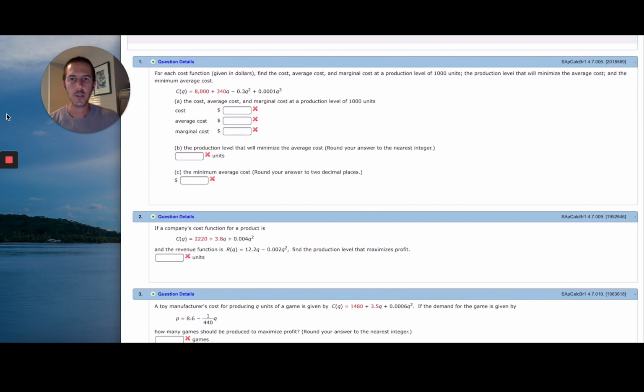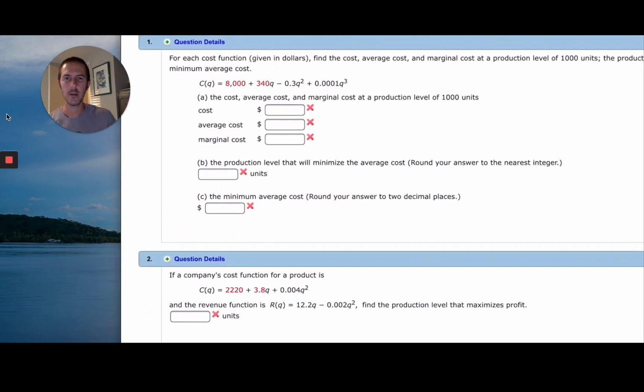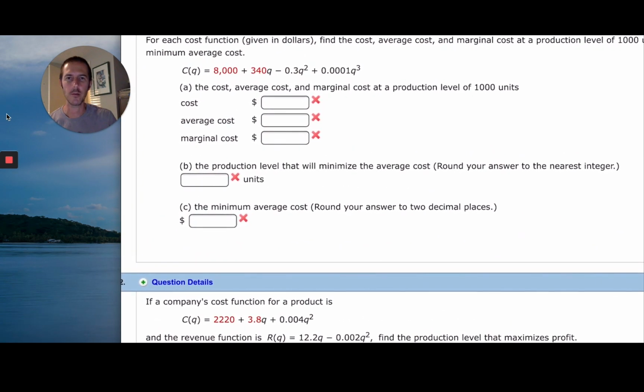For each cost function given in dollars, find the cost, average cost, and marginal cost. We didn't talk about average cost, but you're going to have no trouble with that. The marginal cost at a production level of 1,000 units, the production level that will minimize the average cost. And so basically answer the following questions. Thanks for giving us all of that. We could have just said, answer this stuff. Here is our cost equation.